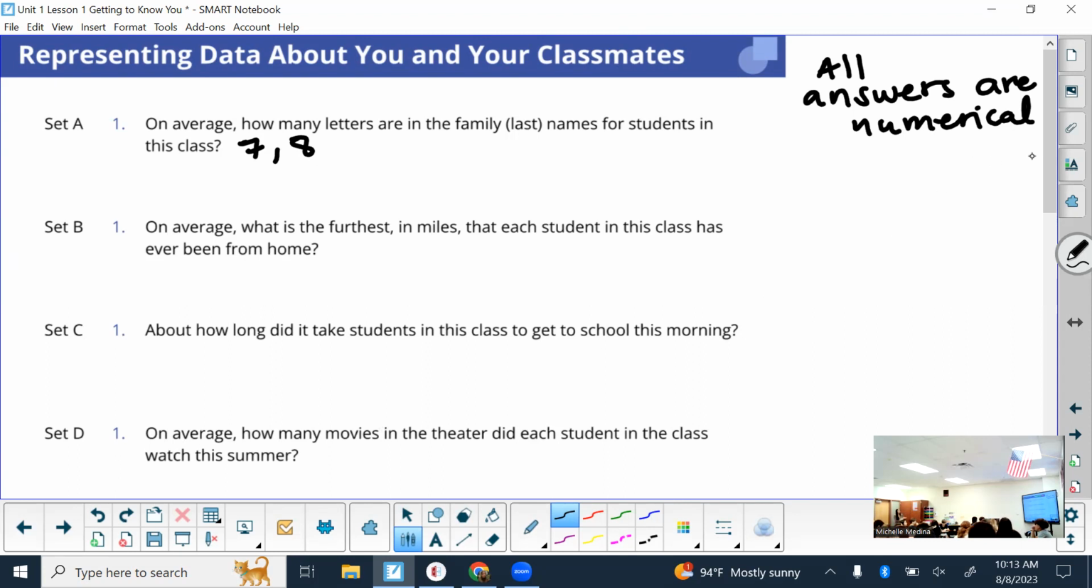All right. So for your number 1, when you were looking at what that had in common, it should be something to the effect of all the answers are numerical. You could even get more specific, like they're all around these numbers. For this one, what's the furthest in miles each student in this class has ever been from home? Probably had to estimate. What's like a typical answer you guys got for that one?